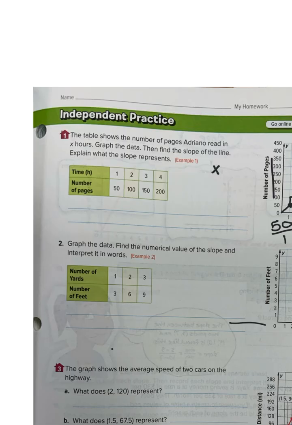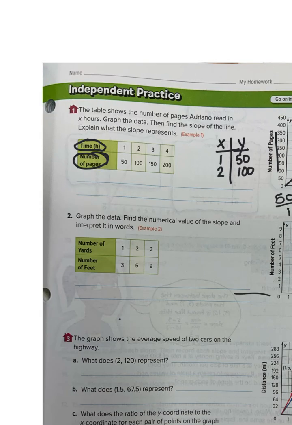If I were to write that on a chart, my x is the time, my y is the number of pages. So for every 1 hour, there are 50 pages. So my slope is Adriano read 50 pages per hour.